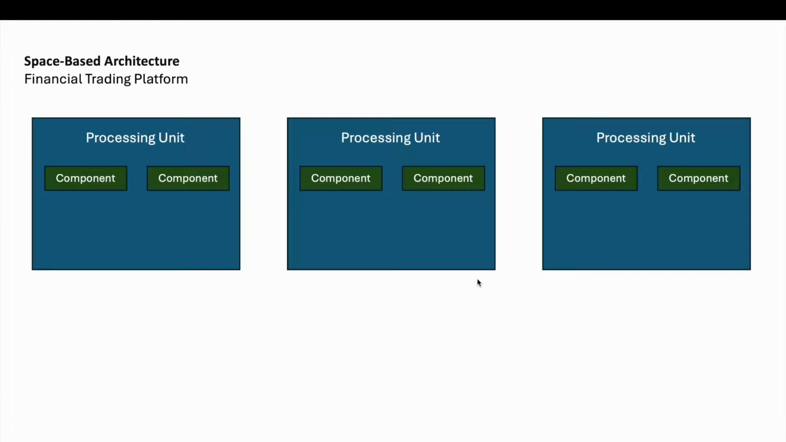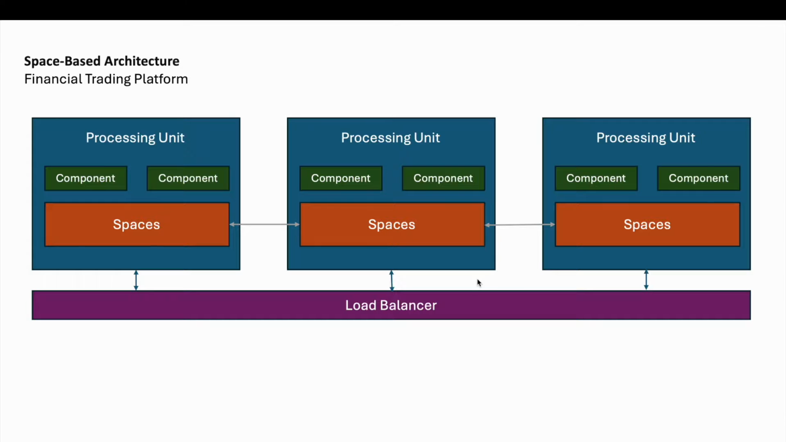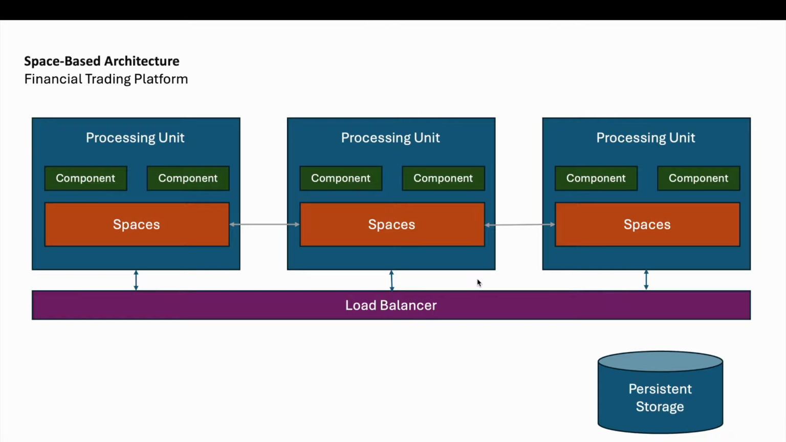Let's look at an example. A real-world financial trading platform using space-based architecture could look like this. First, processing units handle different aspects of the trading process, such as order matching, risk management, and transaction processing. Then the spaces store current trading positions, pending orders, and recent market data distributed across all nodes to facilitate quick access and updates. We have the load balancer, which distributes incoming trade requests and queries to the nodes based on their current load and data locality. Then we have the persistent storage, which is used for archiving completed transactions and logs for compliance and auditing.